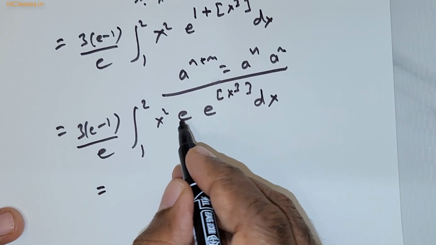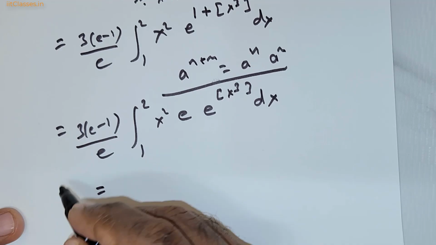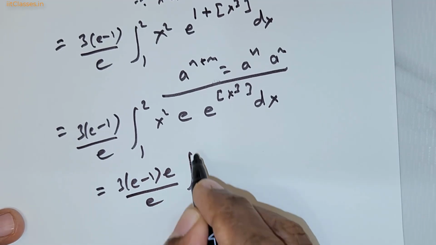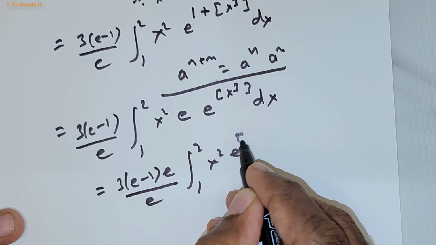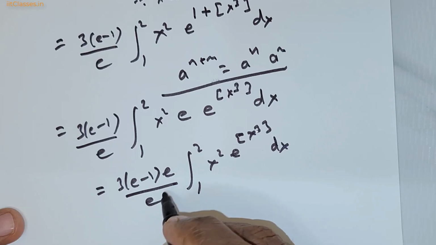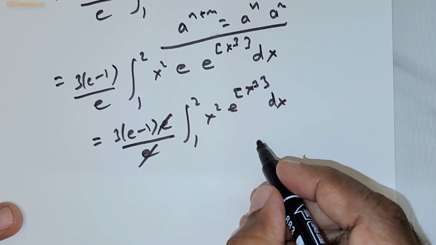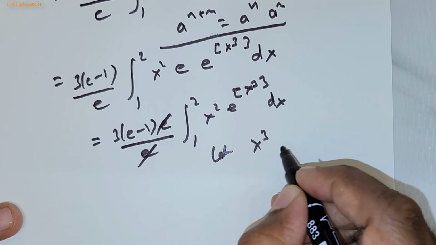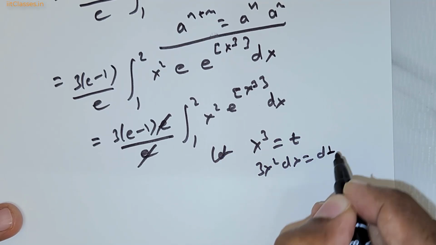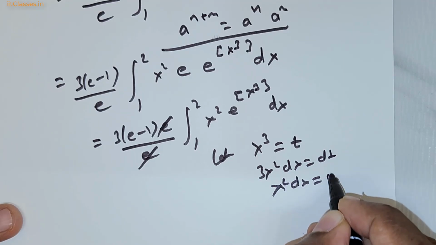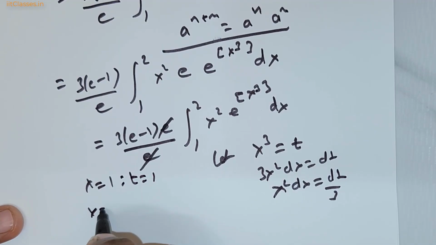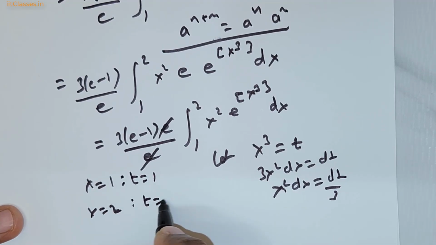So e is a constant, so it can be taken out. So 3 times e^(-1) times e divided by e, limits 1 to 2, x squared times e raised to the power of the greatest integer function of x to the power of 3, dx. E gets cancelled. Now I wish to take x to the power of 3 to be equal to some t. So 3 times x squared dx is equal to dt. So x squared dx is equal to dt divided by 3. So when x is equal to 1, t is equal to 1. When x is equal to 2, t is equal to 8.